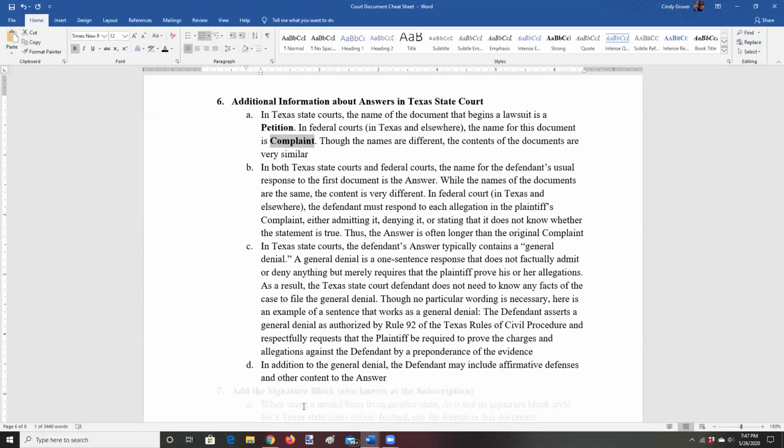But even though it has the same name, the document itself is very different in federal court versus state court. In federal court, your answer is very detailed. You have to go through every single allegation in the complaint and decide whether it's true, so you would admit it, or whether it's false, so you would deny it, or whether you just don't know, so you would say, I lack sufficient knowledge to admit or to deny the allegations.